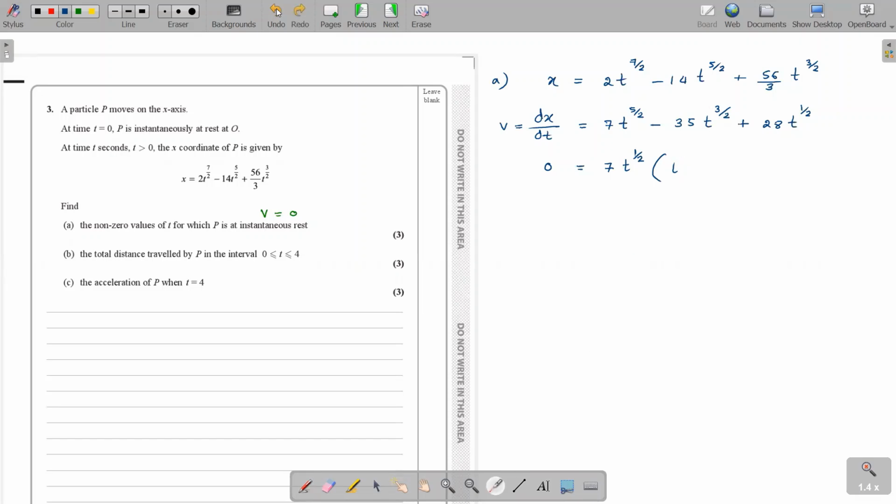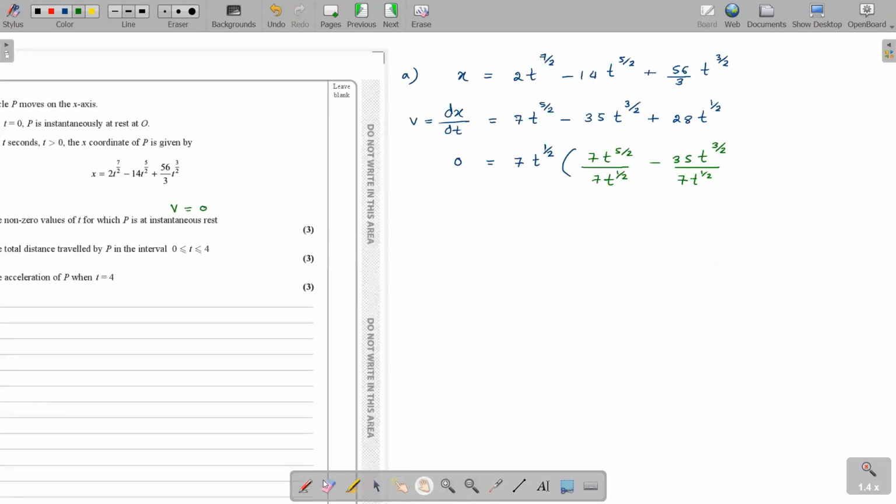What we do here is, when you take out 7t to the power half, basically you are dividing by 7t to the power half. Here I have 7t to the power 5 over 2, and we have minus 35t to the power 3 over 2, and 28t to the power half. Whatever you take out, you need to divide by that particular figure. Are you with me?